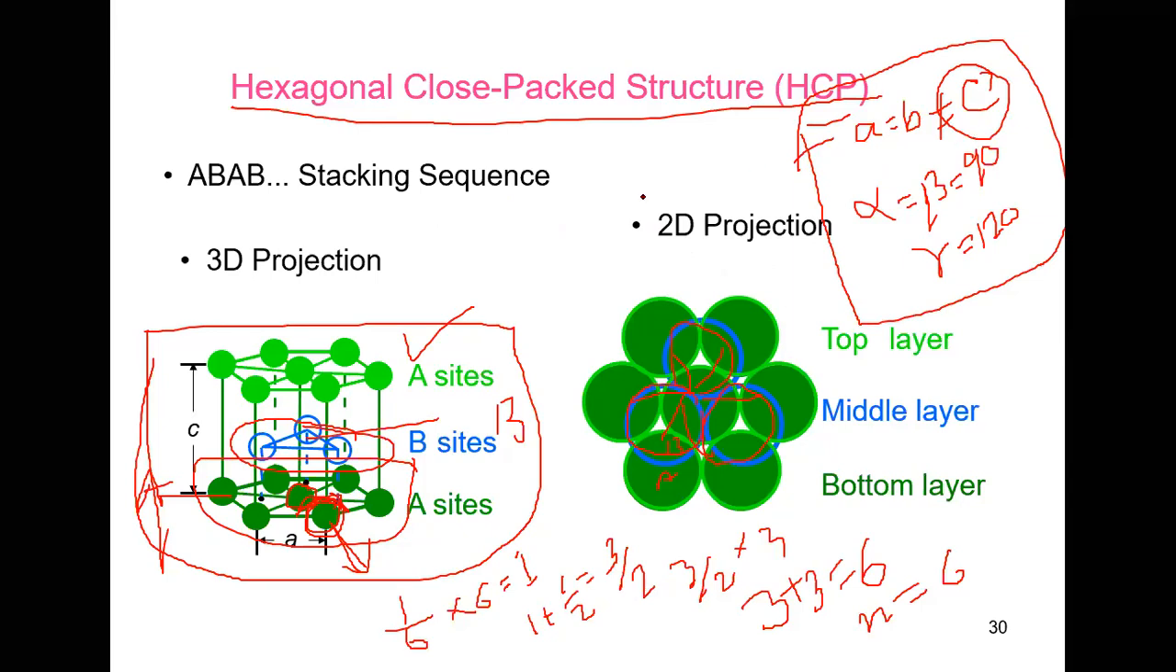So the C by A ratio is important. Now, which one is C? C is this one. The whole thing is C. And then this is A and that one is B. So A and B are equal. A and B are at this distance, or this distance, or this one, or this one. That's A or B. So we need to find the relationship between C and A.